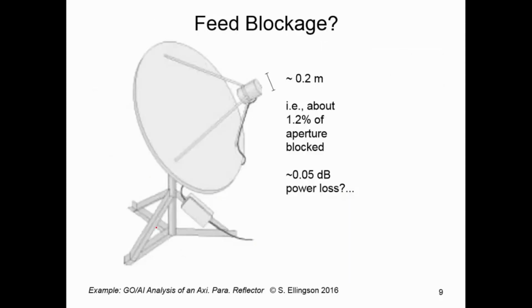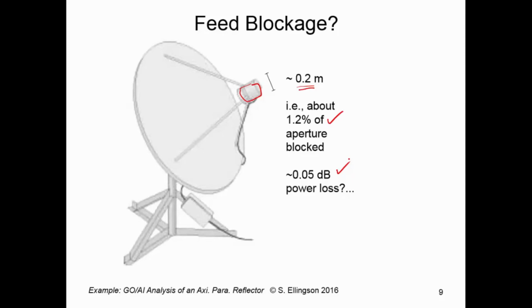Now, one mechanism that you might consider is feed blockage. Note here that there is this structure, the feed itself, which blocks part of the aperture. Now, just eyeballing this picture, I estimate that this diameter that's blocked is about 0.2 meters. In other words, 20 centimeters. And if you do the math, you find out that that's about 1.2% of the area of the aperture. Now, a simple calculation here says that should result in about 0.05 dB of power loss. So it seems unlikely that this can account for a 2.4 dB difference that we observe.